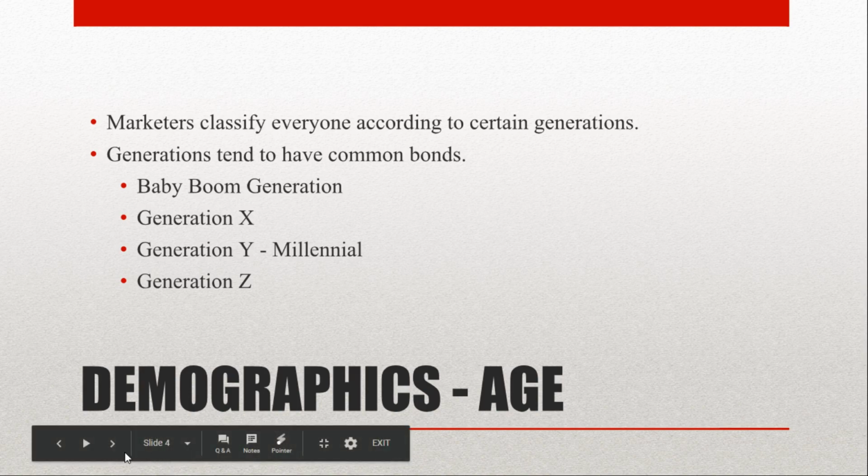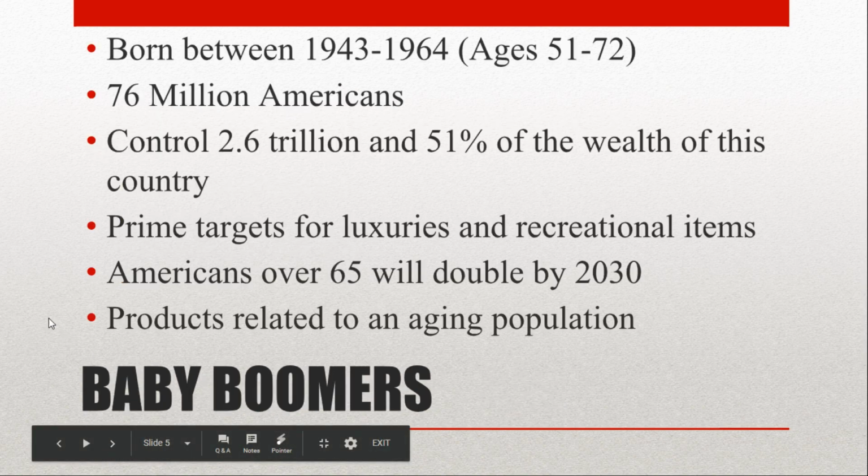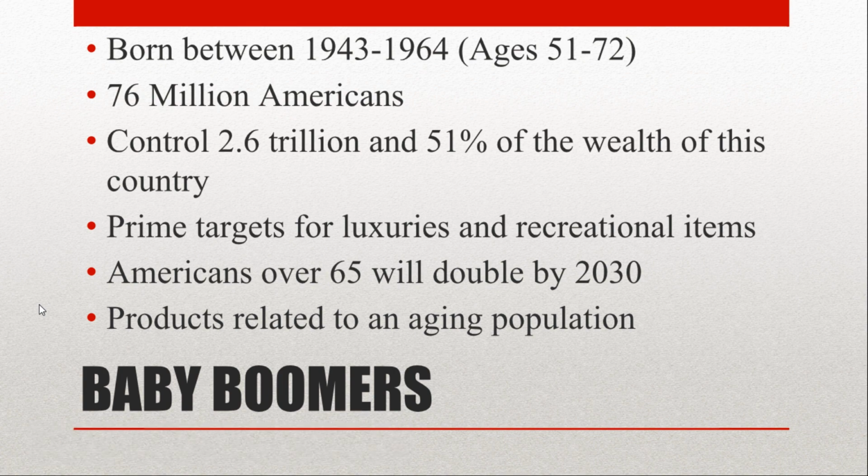Let's talk about these individual groups here. So baby boomers. Baby boomers were born between roughly 1940 and 1965-ish. They're right at retirement age. There are about 76 million Americans in this group. You know, a little less than a quarter of the Americans in the United States fall into this group, and that's a growing demographic.